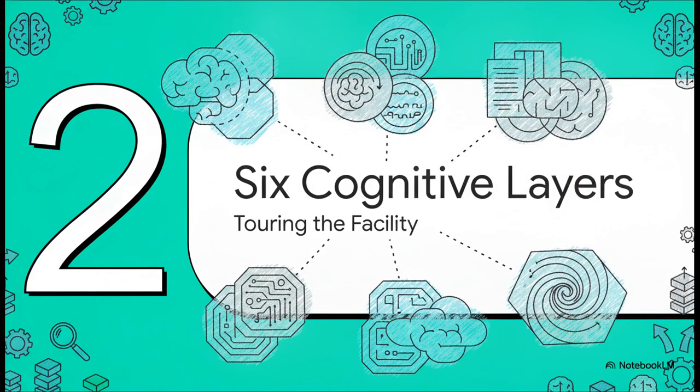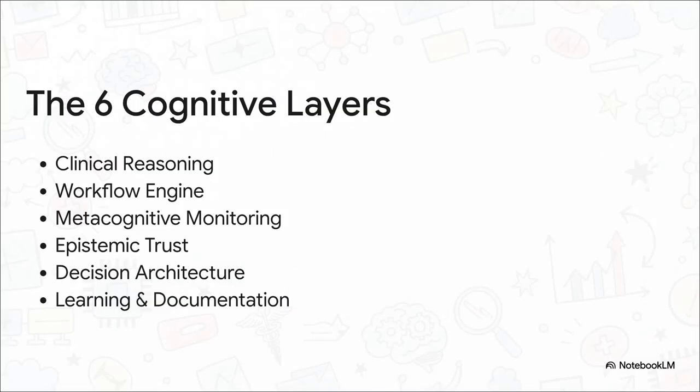Moving right along to part 2, let's tour the facility and break down the 6 cognitive layers. Okay, so imagine a patient case entering the system kind of like raw material going into a multi-story factory. The data flows linearly upward through these 6 connected layers. Down at layer 1, you've got basic clinical reasoning, like patient history and exam findings. From there, it gets passed up through workflow coordination, bias checking, trust calibration, decision architecture, all the way up to layer 6, which is this longitudinal learning archive. Basically, what you learn today feeds directly into your very next session.